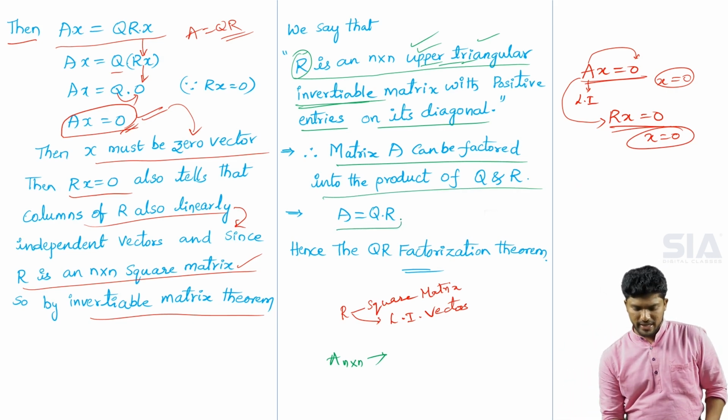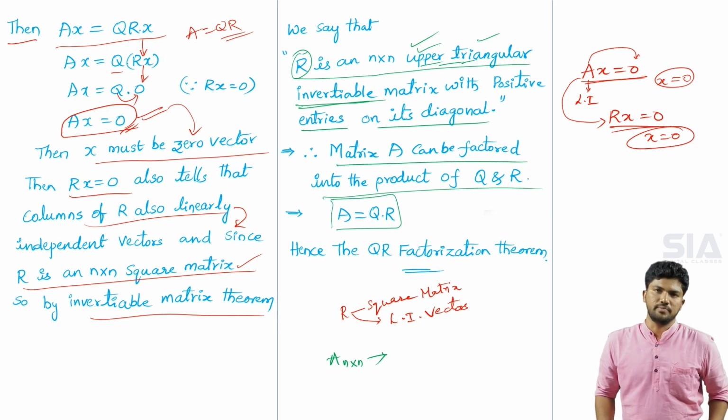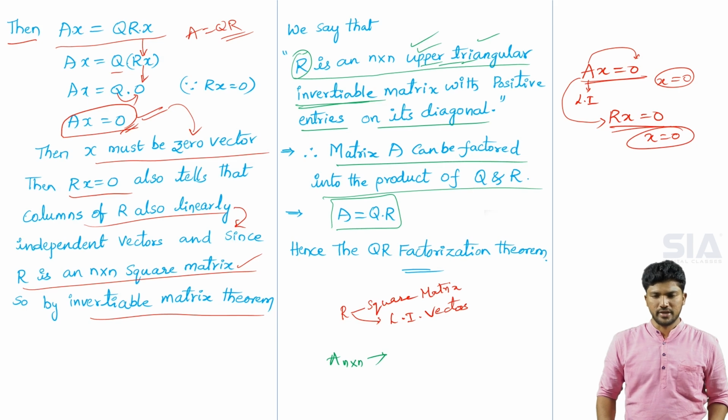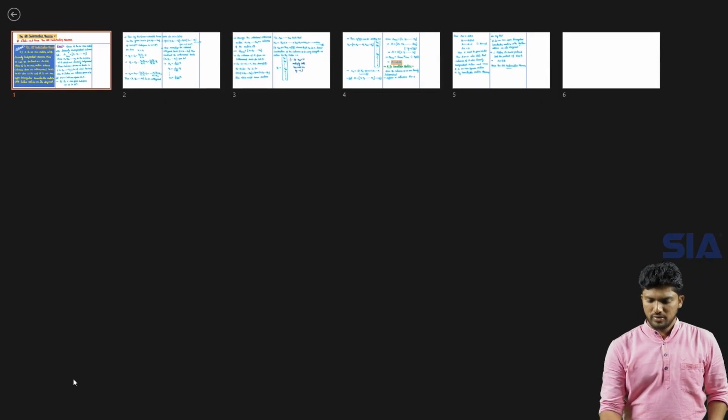So therefore capital A is equal to Q into R. Hence the QR factorization theorem. So this is the total explanation of this theorem. So now we are going to discuss the mind map for this theorem. Once again listen carefully.